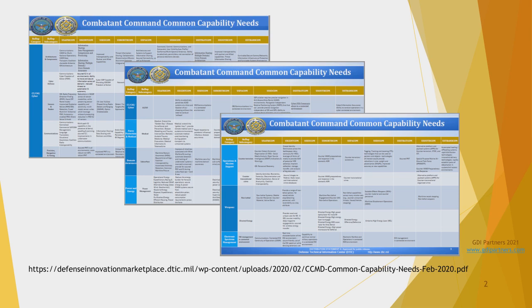So one of the most common pieces of material that we use in the Triad program and that we share with our partners is the Combatant Command Common Capability Needs List. So this is an eye chart of challenges and problems that's published by the combatant commands on a pretty regular basis. The current version is from 2020. There was not a version published this year. We expect to see something coming out in the new year.